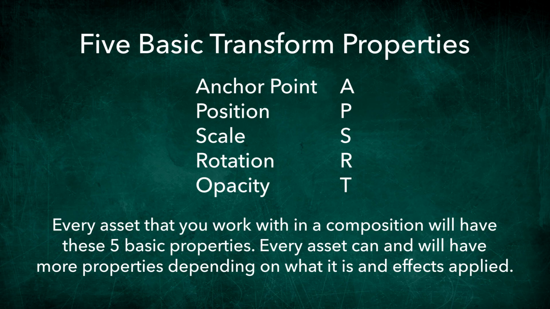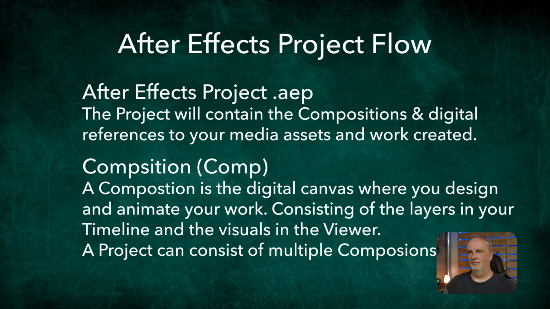And then opacity is the visibility of an object, how much you can see through that, if it's completely opaque or if it's completely transparent. Every object will start off with these 5 basic transform properties, but some objects will have many more properties than just these 5, and especially if we start adding effects, many more properties will be added.